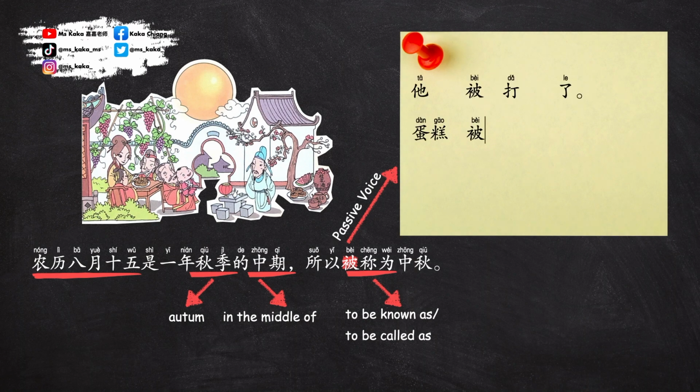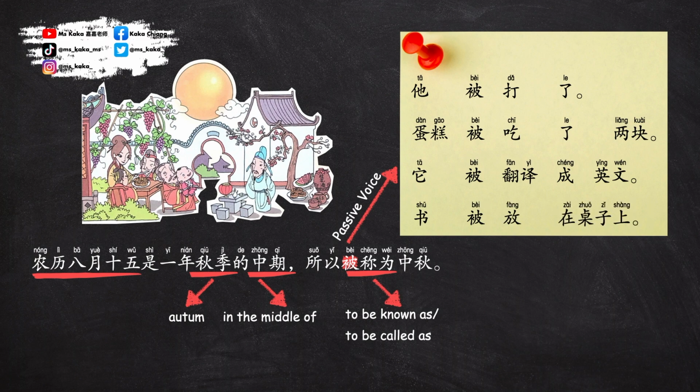他被打了, he was hit. 蛋糕被吃了2块, 2 pieces of the cake have been eaten. 它被翻译成英文, it was translated into English. 书被放在桌子上. The book was put on the table. The grammatical subjects which are underlined receive the action of the verbs, which are circled in the sentences. If you would like to know more about how to make passive voice sentences in the Chinese, I can create a video on it. Please leave a comment to tell me.